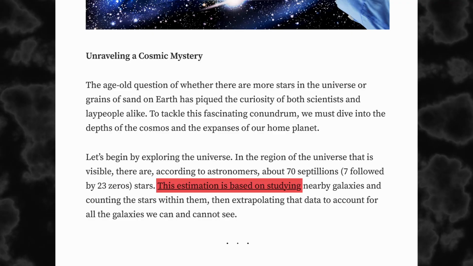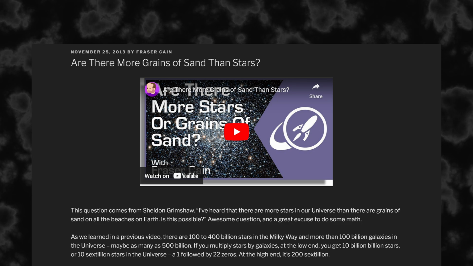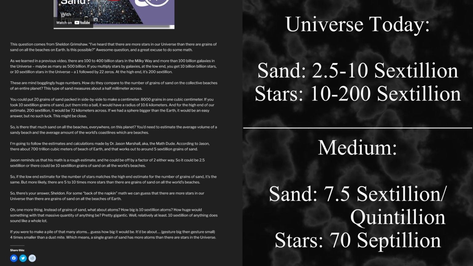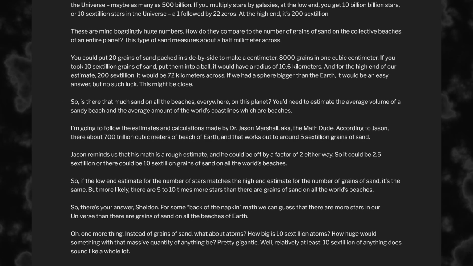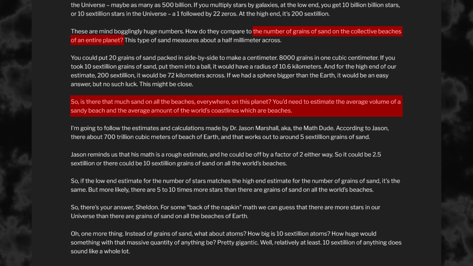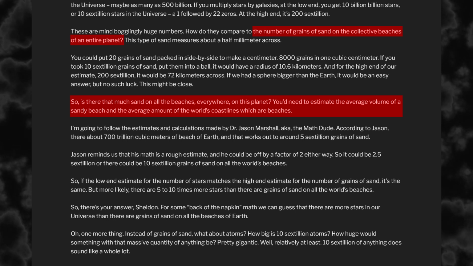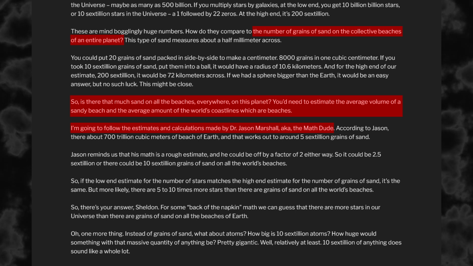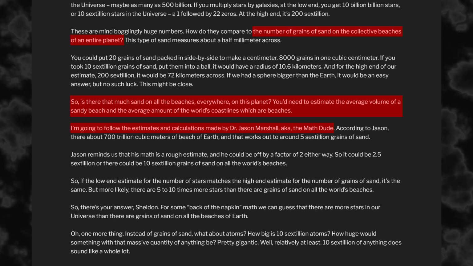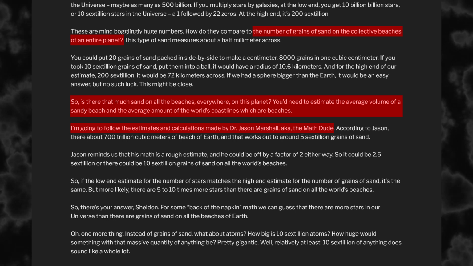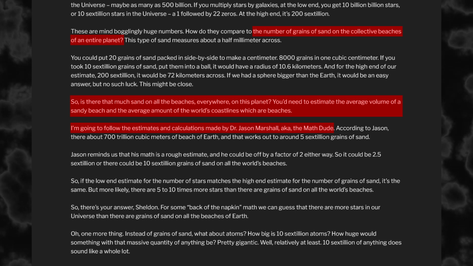Oh, and the weirdness is not over yet. It explicitly uses this article by Fraser Crane as a reference, but then doesn't use any of the values given in the article. The Fraser Crane article is clearly stating that he just tries to estimate the numbers of grains on all the Earth's beaches. Moreover, he himself makes abundantly clear that he is using an estimation provided by another person, Dr. Jason Marshall, aka the Math Dude. The numbers he provides, about 5.5 sextillion, and this time actually sextillion for beaches only, are much more in line with what I would predict, which is nice to see.